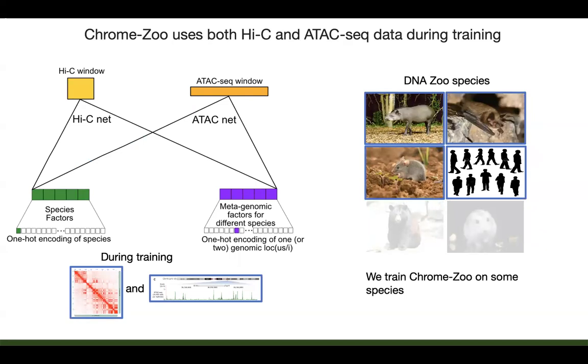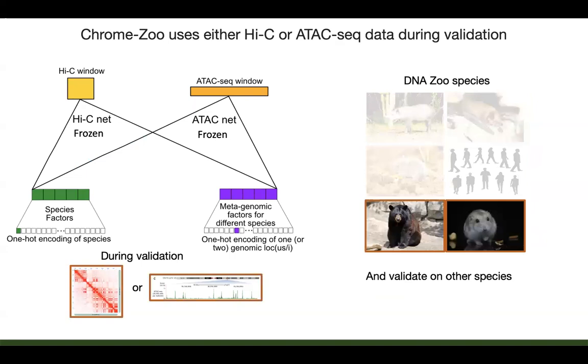However, during validation, we actually freeze both Hi-C-net and ATAC-net and only update the species embeddings and genomic embeddings for a new species using only one data modality, either Hi-C or ATAC-seq. The chromzoo model is then evaluated on its prediction of the unseen or missing data modality in this new species.